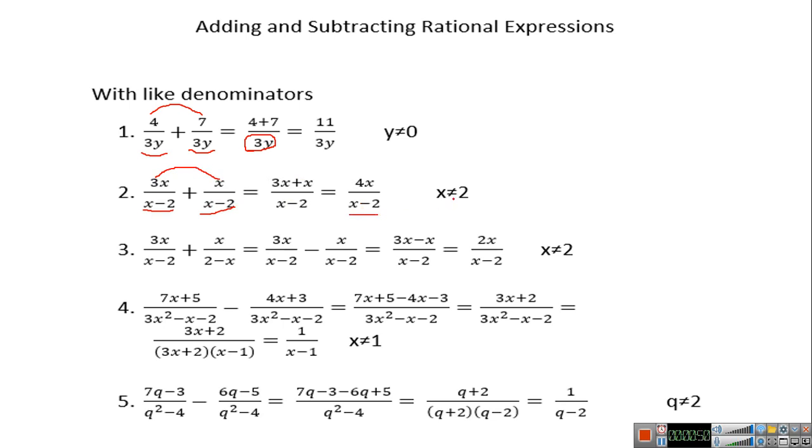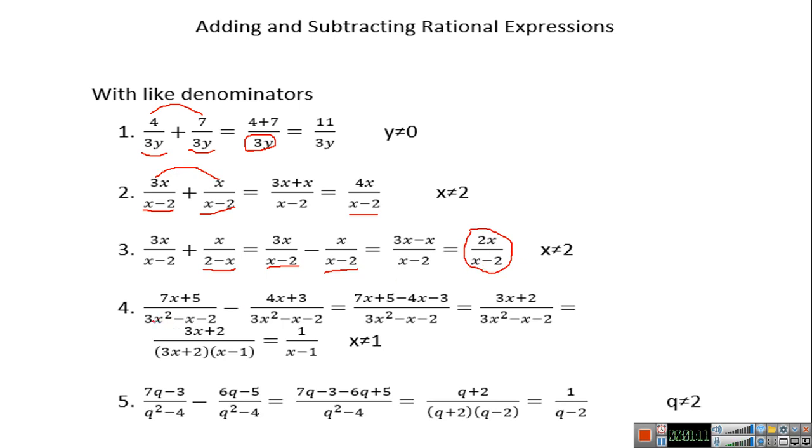X cannot be 2. Here you have x minus 2 and 2 minus x. We said in the other video, you can write it as x minus 2, but instead of this plus you put minus. So because you have the same denominator for both, it will be 3x minus x, which is 2x over x minus 2, and x cannot be 2.